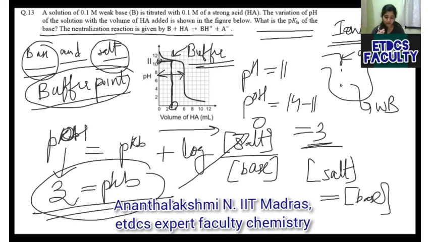But I couldn't cover what exactly this buffer point is, why the graph is constant here, and what is happening. That will be very clear once we are done with the ionic equilibrium chapter. Now let's move on.